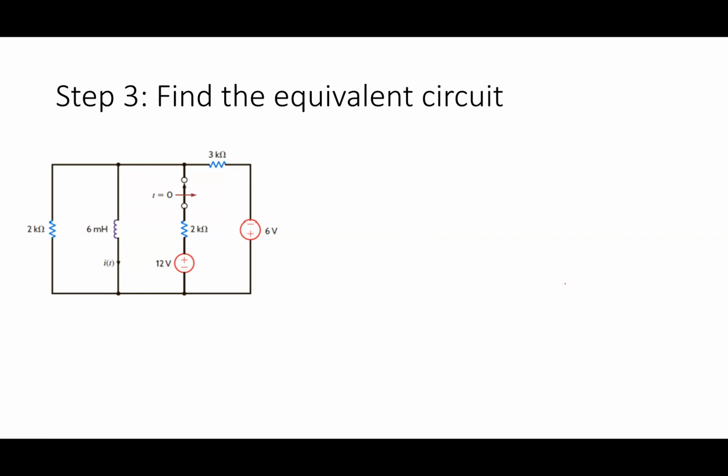The third step is to get the equivalent circuit. In other words, I want to get this down to a picture where I've got a V open circuit, an R Thevenin, and then over here at the terminals is where my L is going to go. I want to get it down to a single series circuit like that.